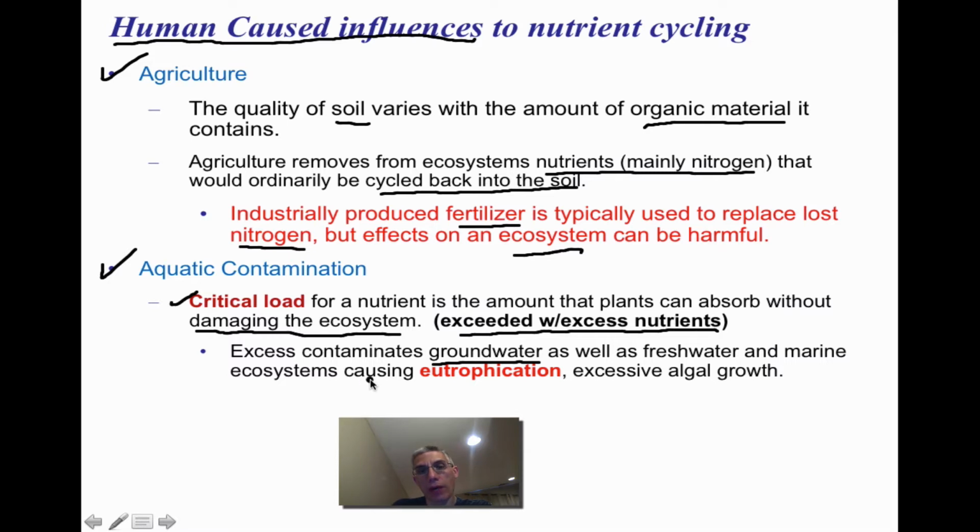So excess amounts of these nutrients will often contaminate groundwater, as well as freshwater and marine ecosystems. And this causes something called eutrophication because we have these excess nutrients. And what it does is it causes excessive algae growth. And when you have excessive algae growth, the unfortunate thing is it often affects other organisms within the ecosystem as well.